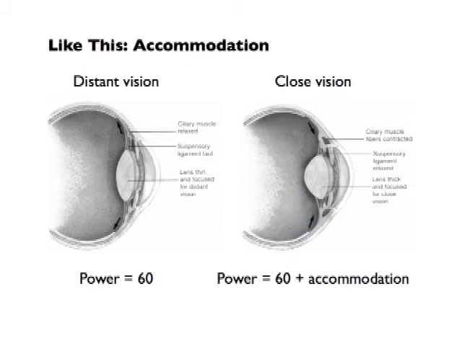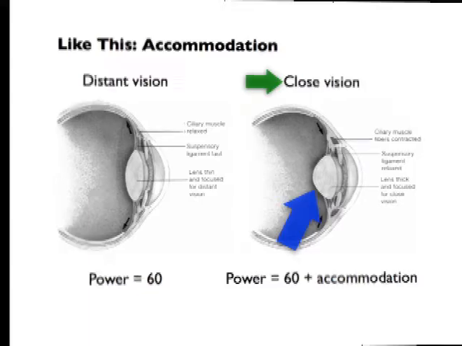And so you're going to accommodate your vision to focus on different objects by changing the shape of the lens in your eye. And to focus on close objects, you're going to make the power higher, you're going to make the lens fatter, like this, power higher, and then you can focus on closer things.